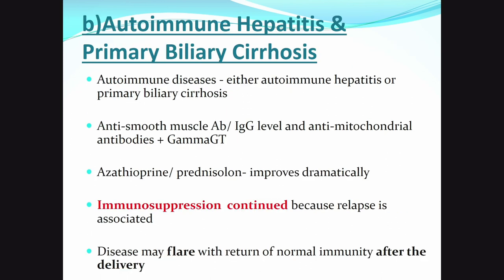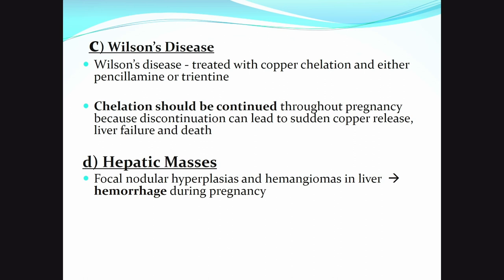In situations like autoimmune hepatitis and primary biliary cirrhosis, if the patient is already on immunosuppressants, you need to continue those. These autoimmune conditions usually are suppressed during pregnancy, but after the delivery you have to expect a flare up of the condition. If somebody is diagnosed with Wilson's disease and is on chelation therapy, you need to continue those. And we are familiar with hemangiomas in the liver in young people, or focal nodular hyperplasia in young women. If they get pregnant, they could end up with hemorrhage during the pregnancy. You have to be aware of that.